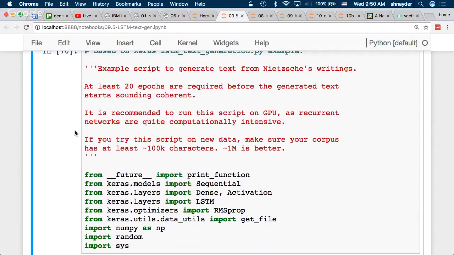Right, so here's an example that I modified slightly from a Keras example. What it's going to do is try to make a model of language. So we're going to feed it a bunch of text, in this case, all of Nietzsche's writings. And it's going to try to predict, character by character, using the characters we've seen before. I think in this case, we're going to feed it the last 40 characters and try to predict what the next character should be.